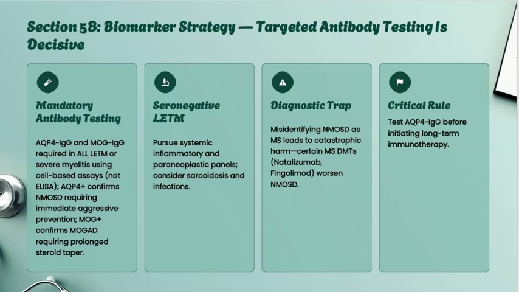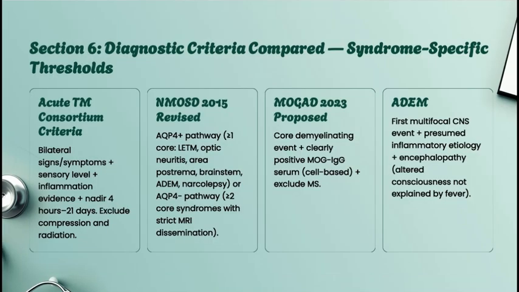If LETM is present but both antibodies are negative, alternative diagnoses must be actively pursued. This includes sarcoidosis, systemic inflammatory disease, infection, and paraneoplastic syndromes. A key practical rule is this: whenever severe inflammatory myelitis is suspected, define antibody status before committing to long-term immunotherapy where possible. Formal diagnostic criteria differ across syndromes, but understanding their logic is more important than memorizing every detail.